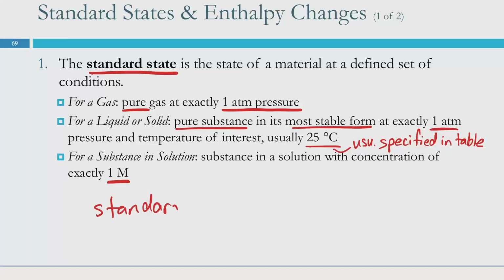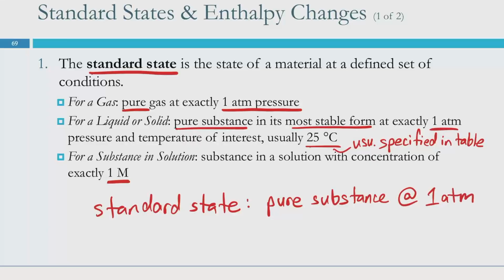So standard state is basically the pure substance at 1 atmosphere, or 1 molar concentration, so 1 mole per liter concentration if it's dissolved.